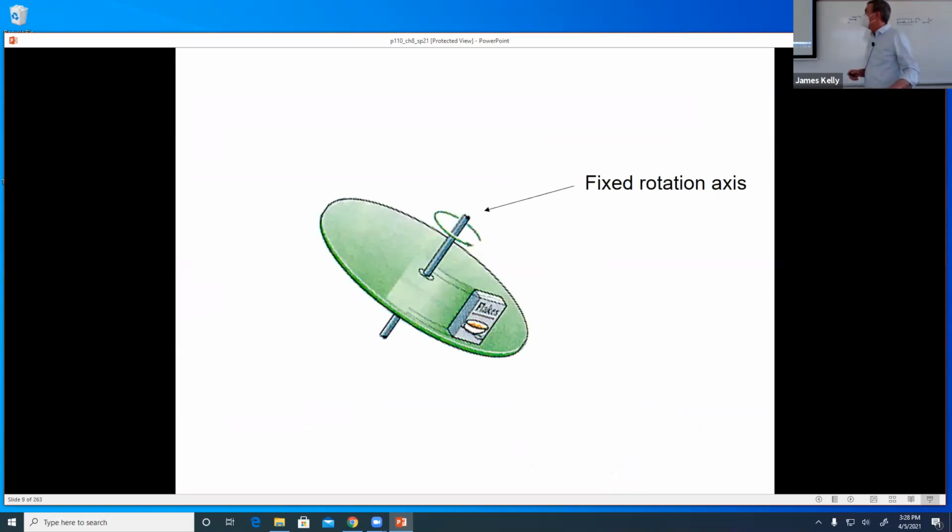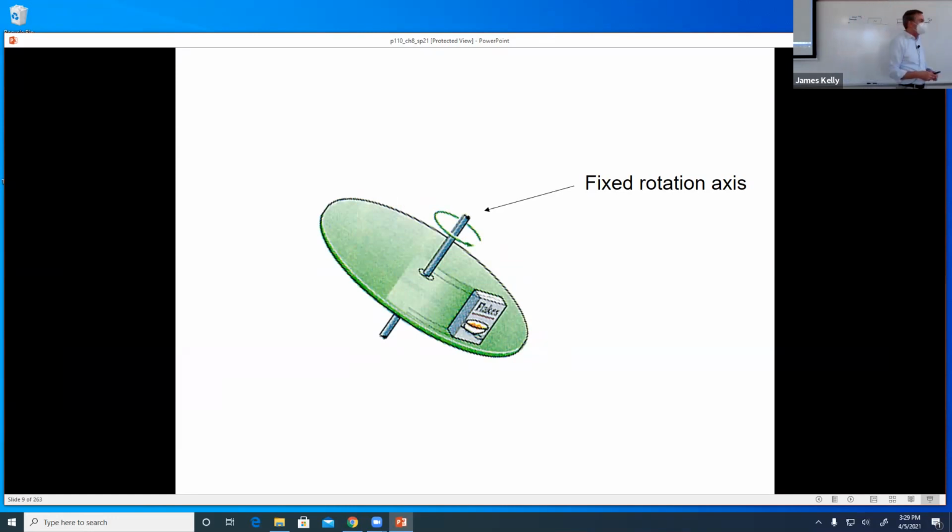So we're going to be talking about rotations, and most of what we're going to talk about in this chapter concerns a fixed rotation axis. So we're going to imagine something rotating around a point on the body. You can even think of there being an axis rigidly attached to the object, and it's spinning around that axis. It does not have to be circular or spherical or anything like that.